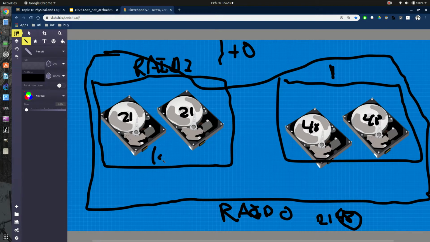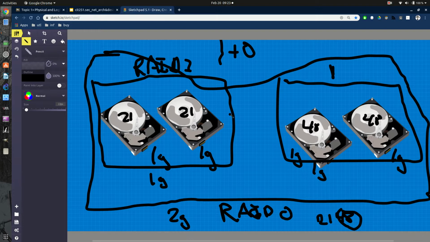Now, let's say these are all 1 gigabyte drives. Since we have a RAID 1 system, this is essentially just a 1 gigabyte drive. These are 1 gigabyte total. And then since we're RAID 0 here, we take these 2 and they accumulate, so we would have 2 gigabytes. The RAID 1 plus 0 would be 2 gigabytes.